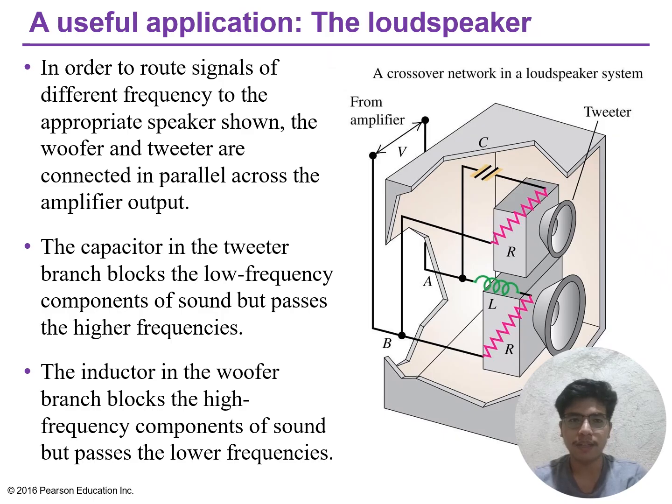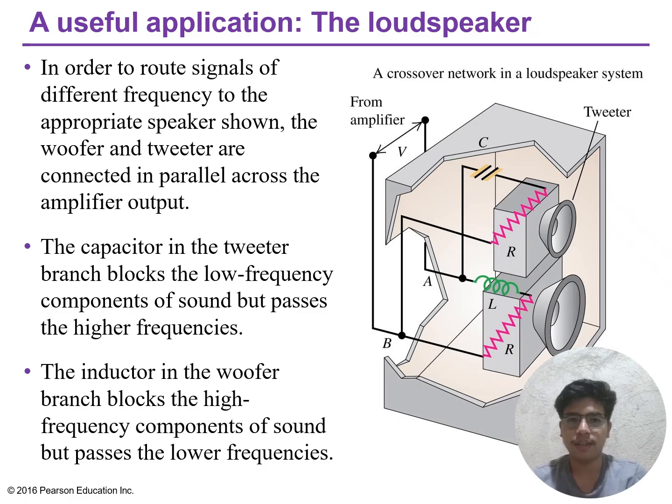A capacitor placed in series with the tweeter branch blocks the low frequency components of sound, preventing bass signals from reaching the tweeter, where they would produce distortion, while simultaneously passing the higher frequencies that the tweeter is designed to reproduce clearly.